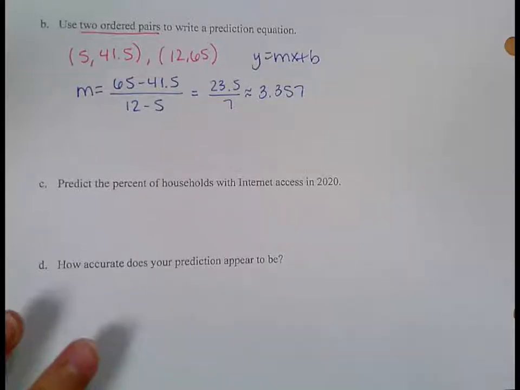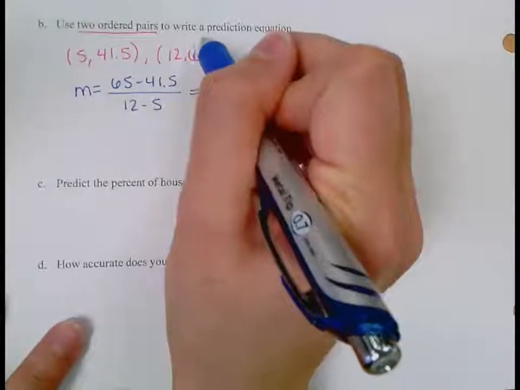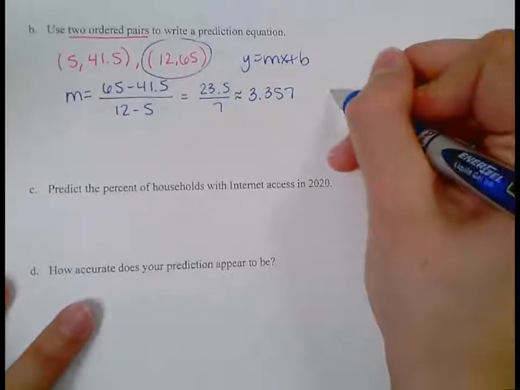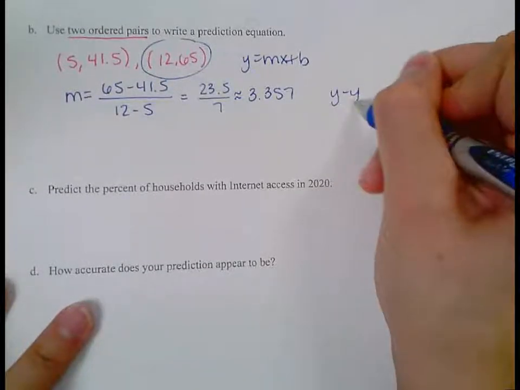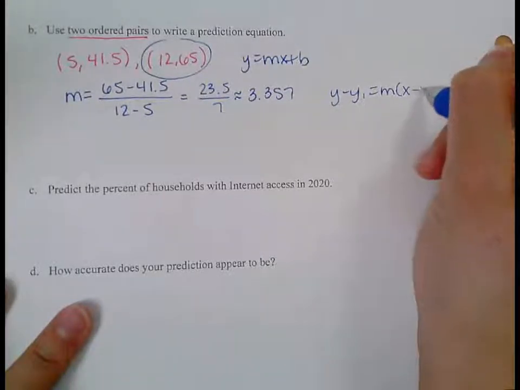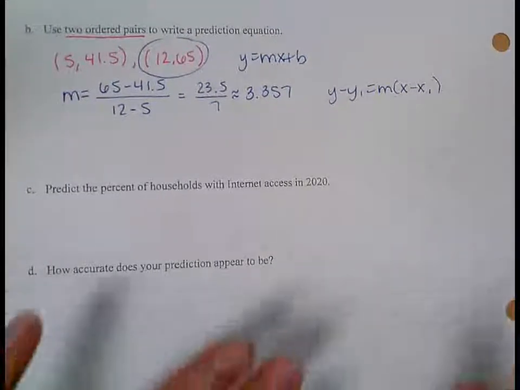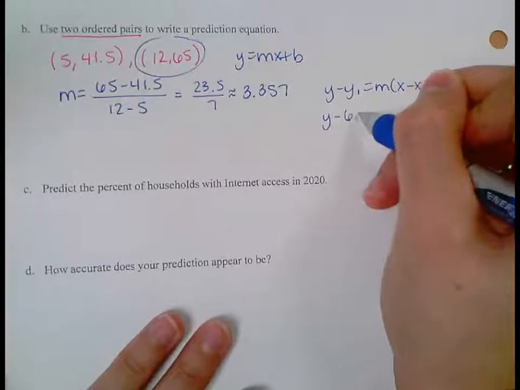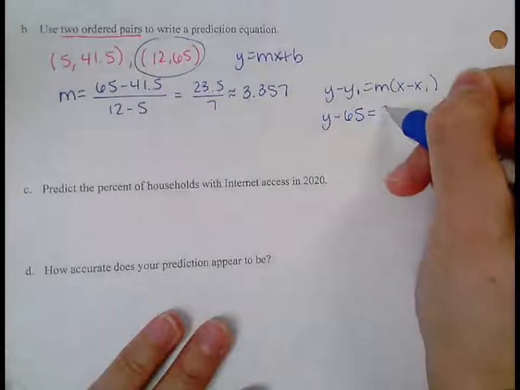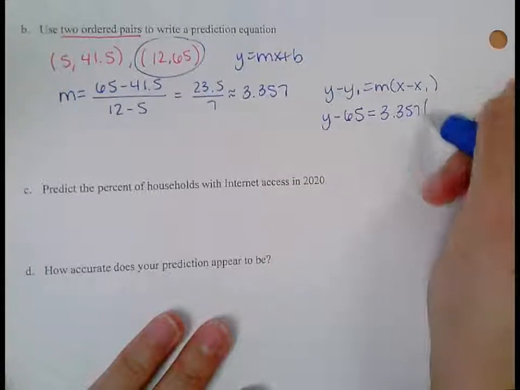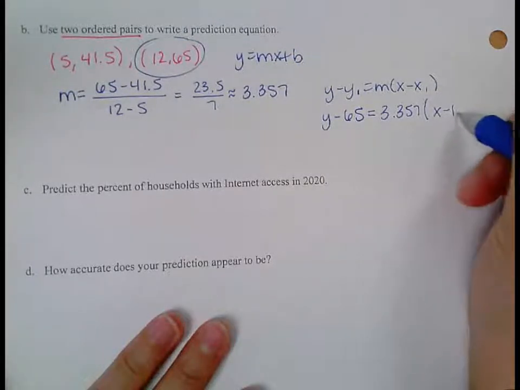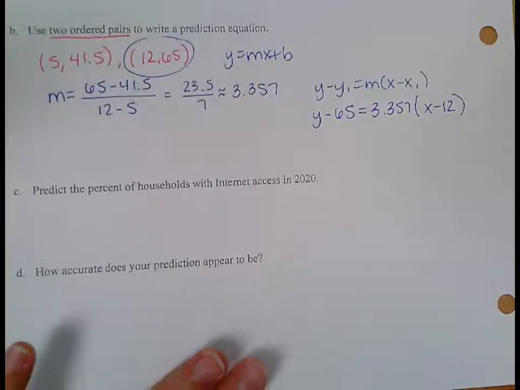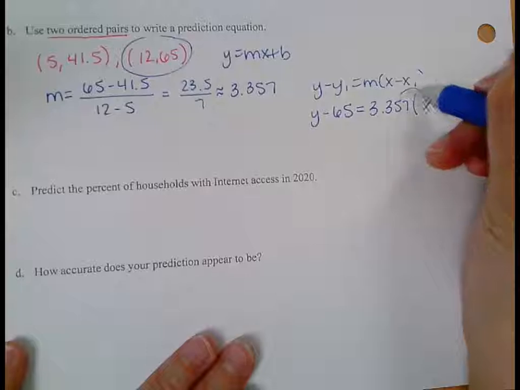And then I'll pick the point that doesn't have any decimals in it to use for mine. And I'm going to use the point slope form, y minus y sub 1 equals m times the quantity x minus x sub 1. So for mine, it's going to be y minus the y coordinate 65 equals 3.357 times the quantity x minus 12. And then with this form, I just need to solve for y to get my equation.